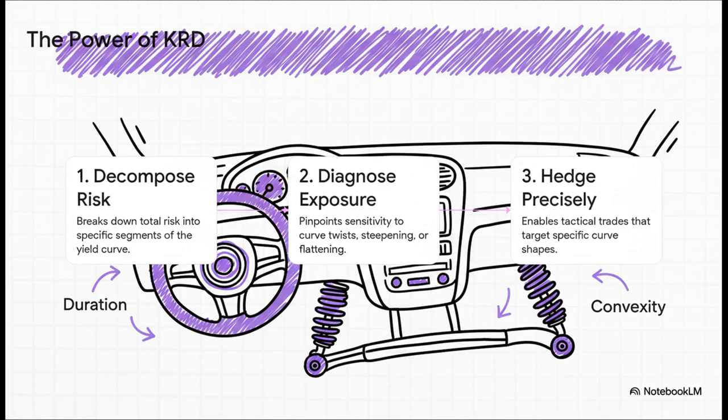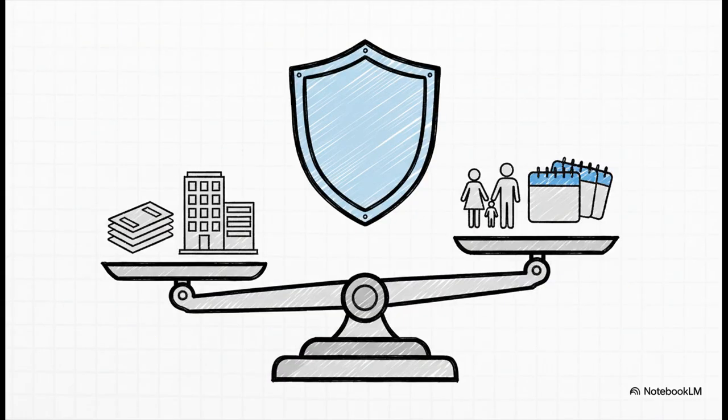Using KRD, a portfolio manager can literally break down their total risk into different buckets along the yield curve. Why is that so great? Because it lets you build laser-focused hedges. For instance, let's say you think long-term rates are going to rise faster than short-term rates, what traders call a curve steepener. With KRD, you can construct a trade that profits from that very specific change in the curve's shape, without even having to guess which way rates are going overall. It's next level.